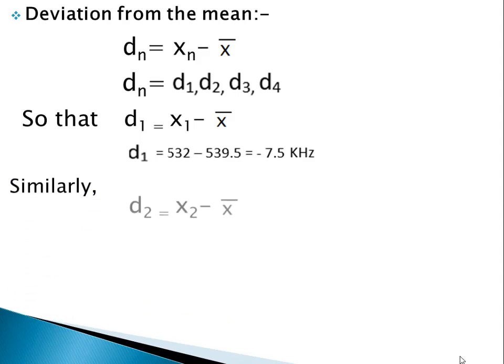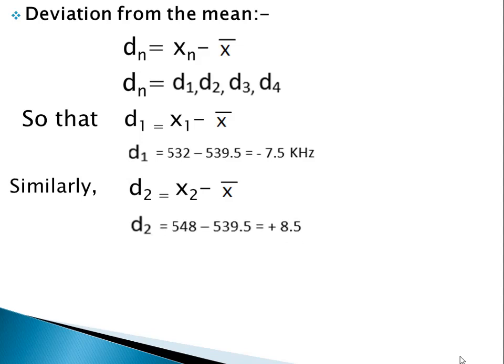Similarly, you have to find the deviation from the mean for the second reading, that is d2 is equal to x2 minus x bar. Now substitute the value. We know that x2 is 548 and arithmetic mean is 539.5. Substitute the value in the above expression. d2 is equal to 548 minus 539.5. So after calculation, what is the value for d2? d2 is equal to plus 8.5 kilohertz.